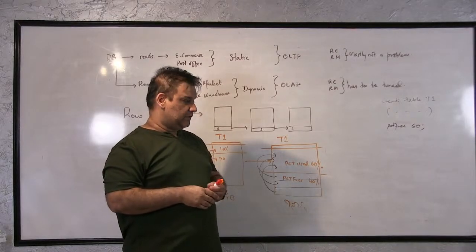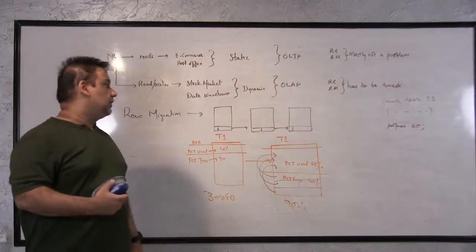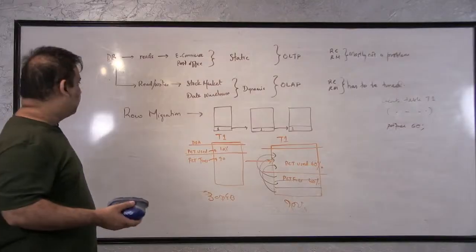Make sense? Okay. Now comes the row chaining. Can I erase this now? Yeah?